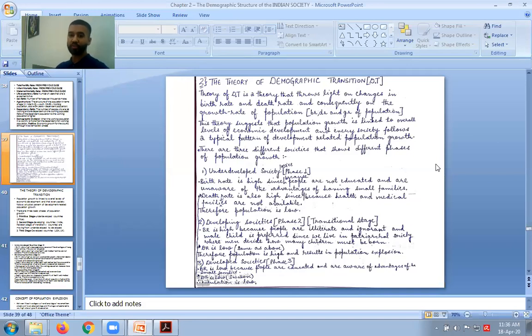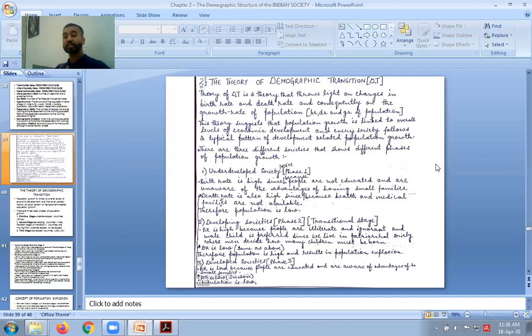pattern of development related to population growth. Now every society goes through a particular pattern of development, I would say. Every society is underdeveloped in its first phase, then that society develops a little bit and is in a developing stage, like our own nation India. India is a developing country, so India is in phase two, right?